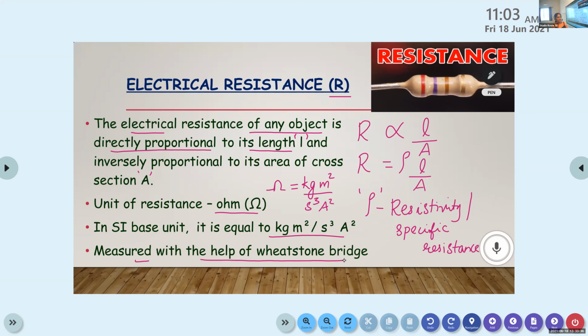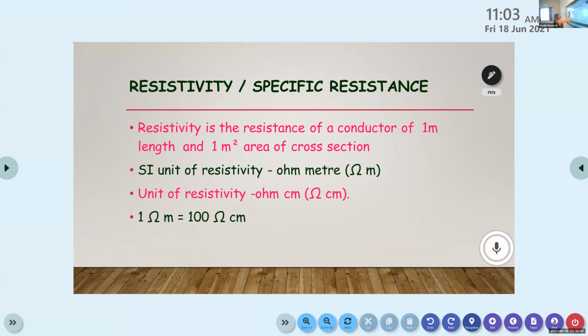Have you completed this slide, all of you? Shall I move to the next one? Yes. Then we are moving to resistivity or specific resistance, rho. It is pronounced as rho. And in the previous equation, it becomes R equals rho L by A, right? R is equal to rho L by A.